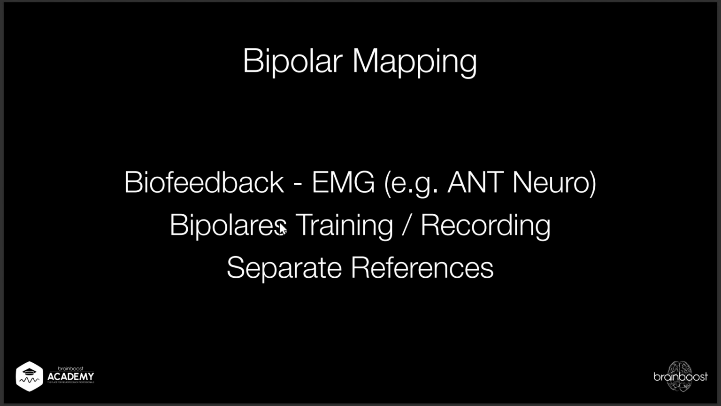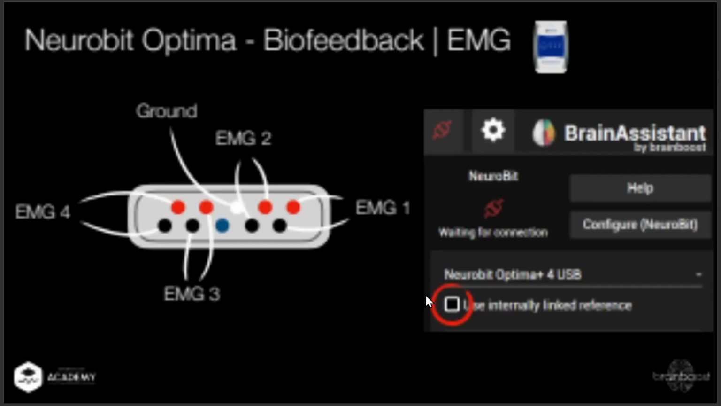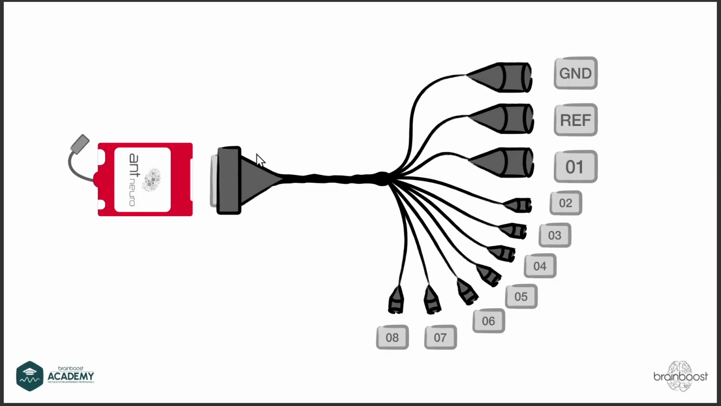Sorry, here's a writing typo. With a bipolar training or recording, it might make sense if you want separate references. So what does bipolar mean? Bipolar means, and for that, I will skip a little forward. Yeah, you see, I'm going to explain a lot. This is an example of an ANT Neuro device that has an adapter. And this adapter says, I need 1 ground.